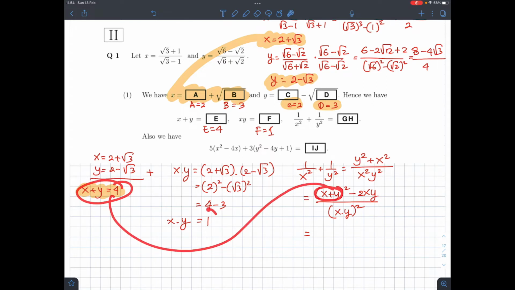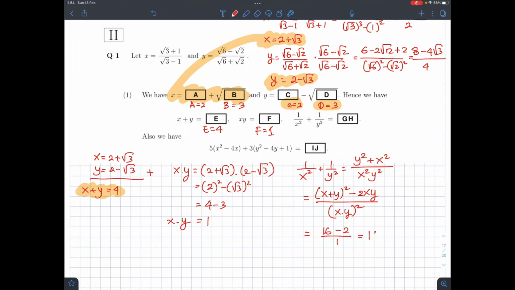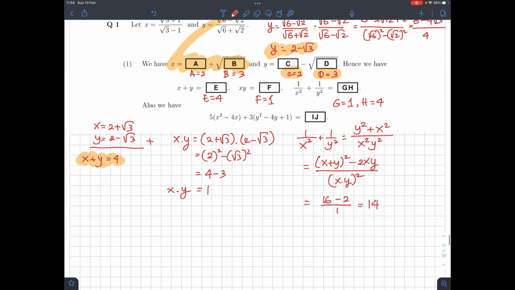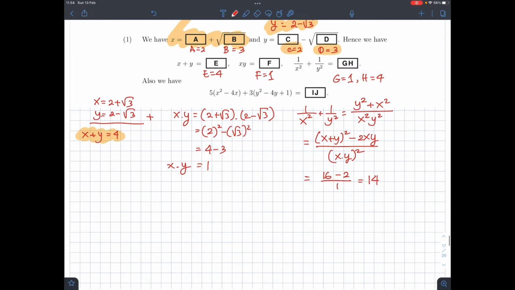This is 4 and this is 1 and this is 1. Okay, so 4 squared means 16 minus 2 over 1, so you get the result 14. Yeah, and this is 14, so it means j equals 1 and h equals 4. Okay, and we arrive in the next part, this one.